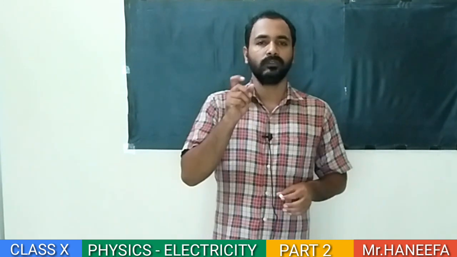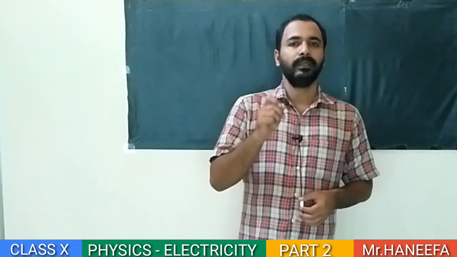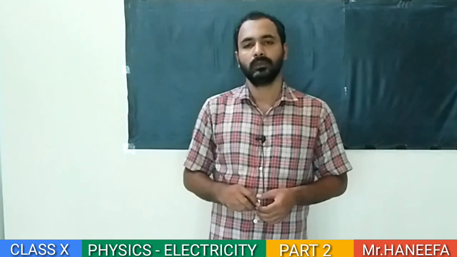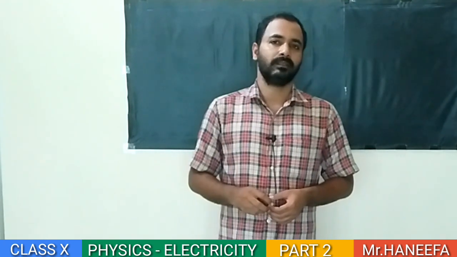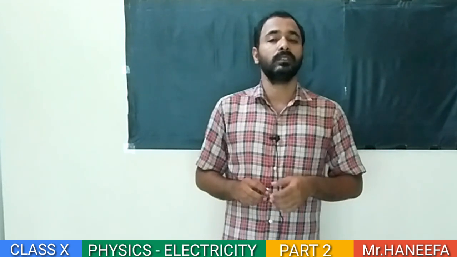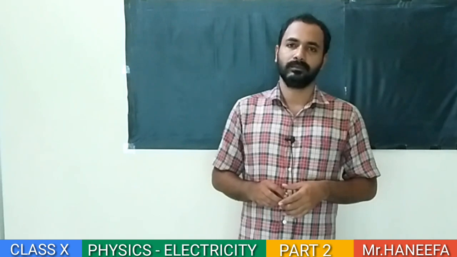What is the unit of electric current? Ampere. 1 ampere equal to 1 coulomb divided by 1 second. Ammeter is used to measure the amount of electric current.